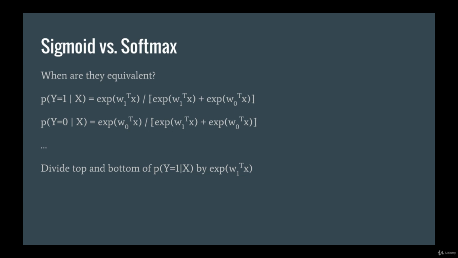We know that the probability that y equals 1 given x is the exponential of w1 transpose x divided by the exponential of w1 transpose x plus the exponential of w0 transpose x. The probability of y equals 0 given x is just 1 minus that. So let's divide the first equation by the exponential of w1 transpose x on the top and the bottom. Try this yourself and see what you get. I want you guys to pause this video and see if you can find the answer yourself before I go to the next slide.